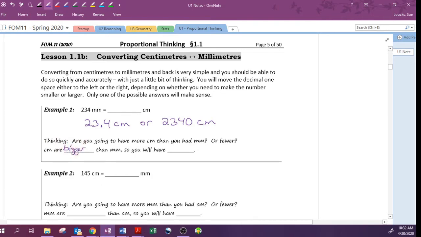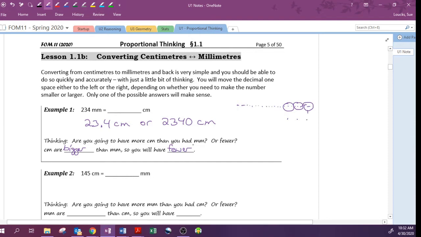So if you think about this, all of these are my millimeters. I've got 234 millimeters. And what I'm doing is I'm going to take every 10 of those and I'm going to call that 1 centimeter. I'm going to take 10 of those, that's going to be 1 centimeter. 10 is going to be 1 centimeter. So I'm going to have fewer centimeters than I had millimeters, okay? Because my centimeters are bigger and I'm taking chunks of my millimeters with them. I hope that made sense.